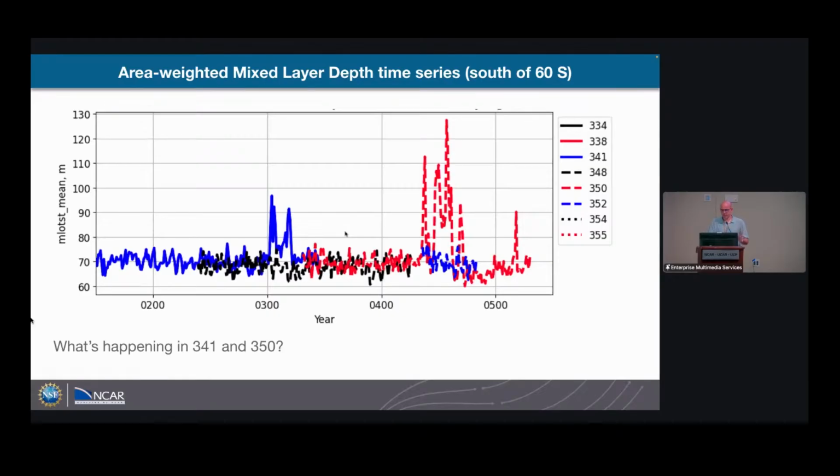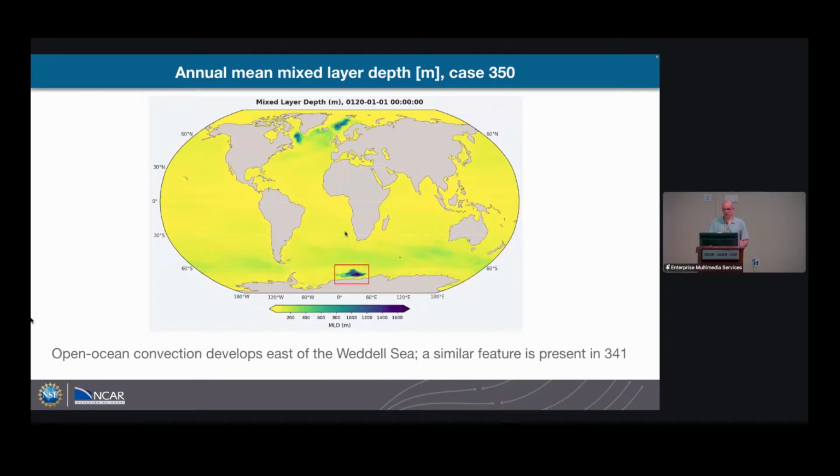But I want to say, what I'm about to show is not the only explanation for why we have oscillations in the ACC. It is one of them, because you see it in certain periods, but not in all the time series. I'm only going to show case 350, so these are annual mean mixed layer depths. And for this particular year, and it happened for many years, you see this convection, open ocean convection, just to the eastern side of the Weddell Sea, so it's not far from the Maud Rise, where in nature you do see convection every now and then, but it's rare.